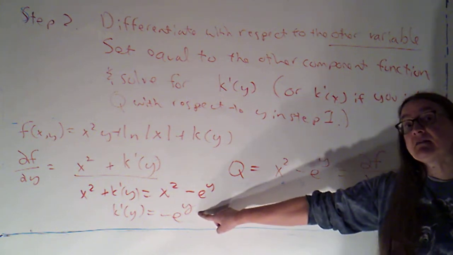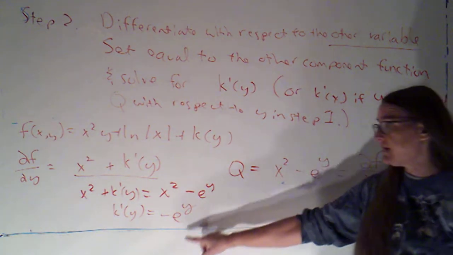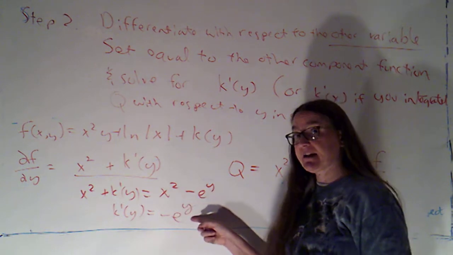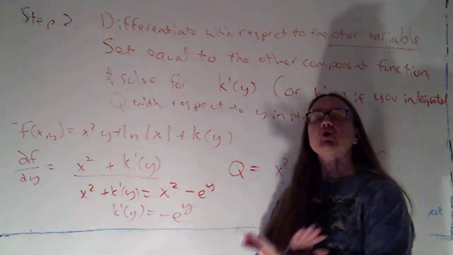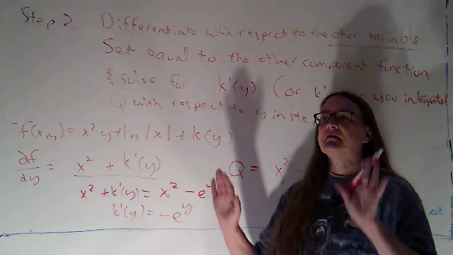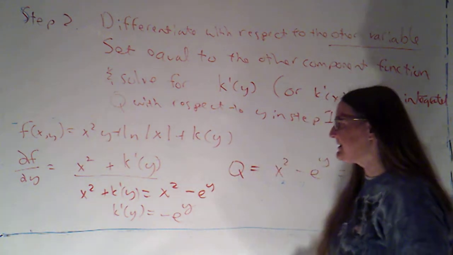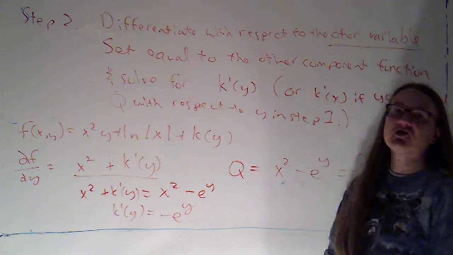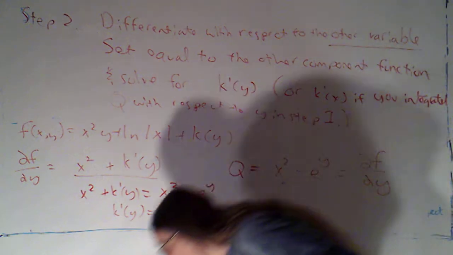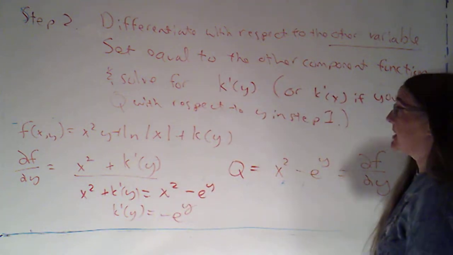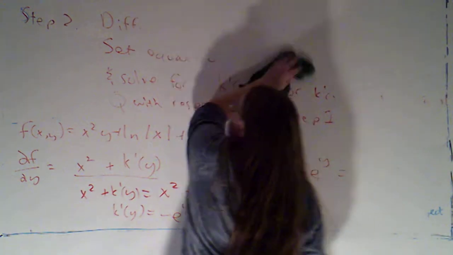Notice this only depends on y. There are no x's in it. If you are going through this process and you get that k prime of y is a function of x and y, or if you were doing k prime of x and you got a function of x and y, you have made a mistake. Stop. Go back and try to find it. Don't keep going. It doesn't make sense to have x's in a function that's just a function of y, or to have y's in a function that's just a function of x. Okay. All right, but here I did not make a mistake, so we're ready to do step 3.